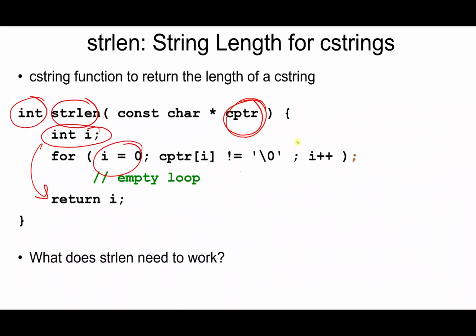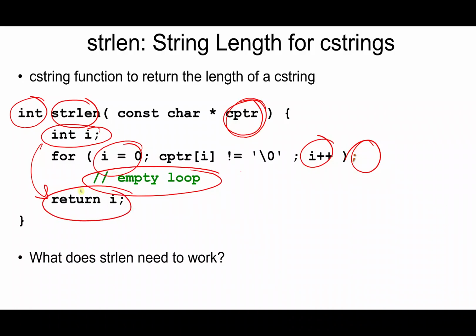But okay, wait a second. We are going to see that in a different slide. So CPTR of I not equal the null terminator, I++. And here is an empty loop. So we have a semicolon, which means empty loop, right? And then returns I. So A, B, C: we start A with ++, B++, C++. So now we have 3. And when we have \0, the null terminator, this is false, and this returns I, which is 3.